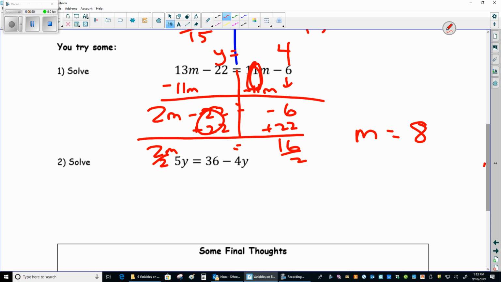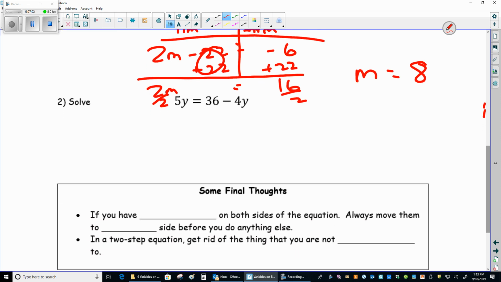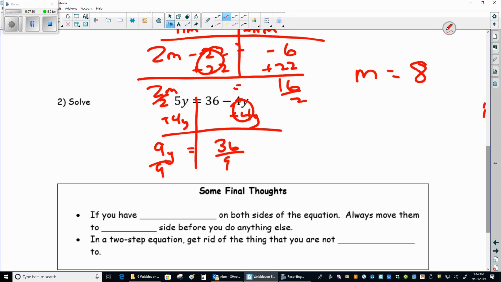Number 2 I actually think is a little bit easier. What do you have to get rid of first there? The 5y or 4y? You're going to get rid of that 4y by adding 4y's on both sides. Those go away. 9y is 36. Divide both sides by 9. You get y is 4. Okay? And that's it, guys.